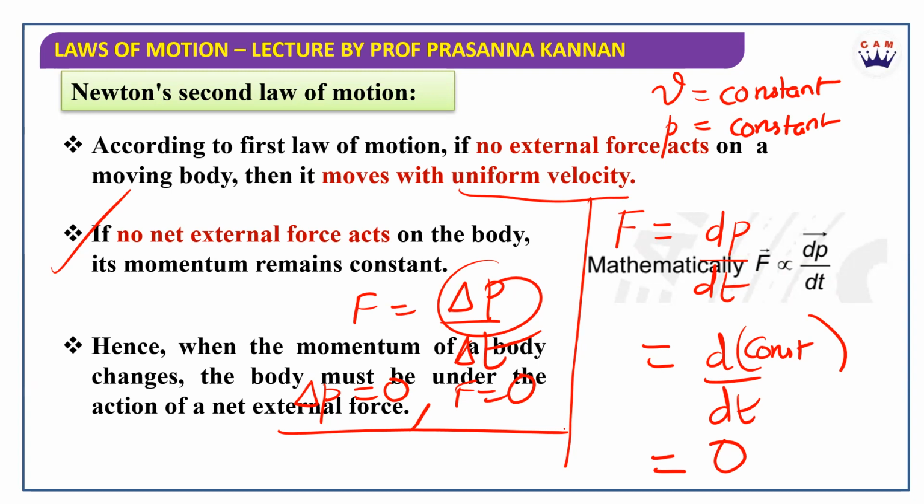I repeat once again, and we'll move on. When external force is 0, momentum is constant. When momentum is constant, what is the net external force? 0. If momentum is changing, that means what is changing? Velocity is changing. If velocity is changing, what must be there? Acceleration. If acceleration is there, what should have been there? External force. Net external force must be there. So that's what we are saying. Whenever momentum changes, a net external force is required to be there. Is that clear?